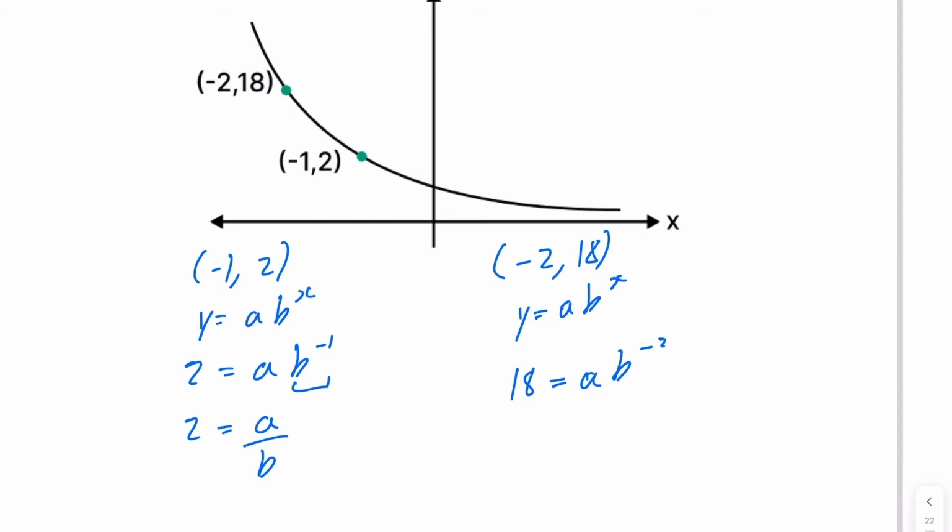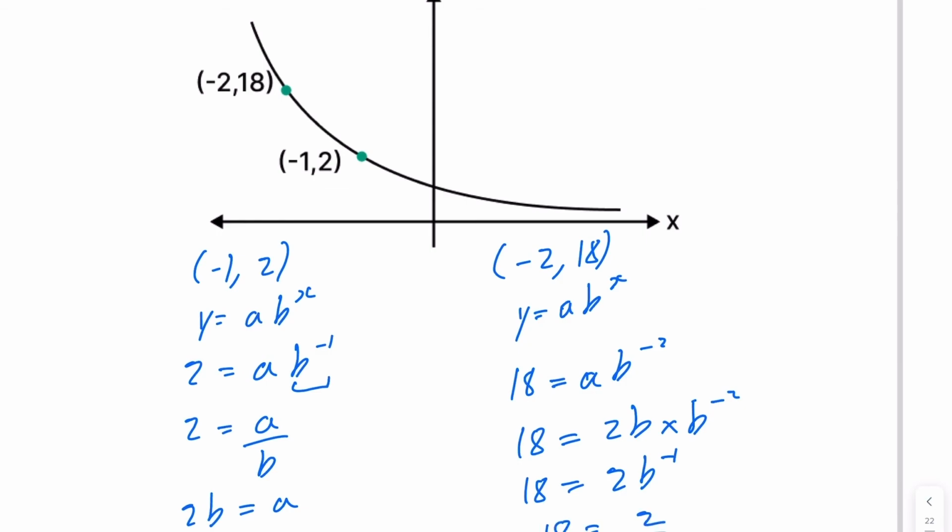Now if I rearrange this, that means 2b is equal to a, which then means I can write here 18 is equal to 2b times b to the minus 2. Now when you multiply indices, it's the same as adding their powers together. So I can say that 18 is equal to 2b to the power of minus 1. I can write that as 18 is equal to 2 over b.